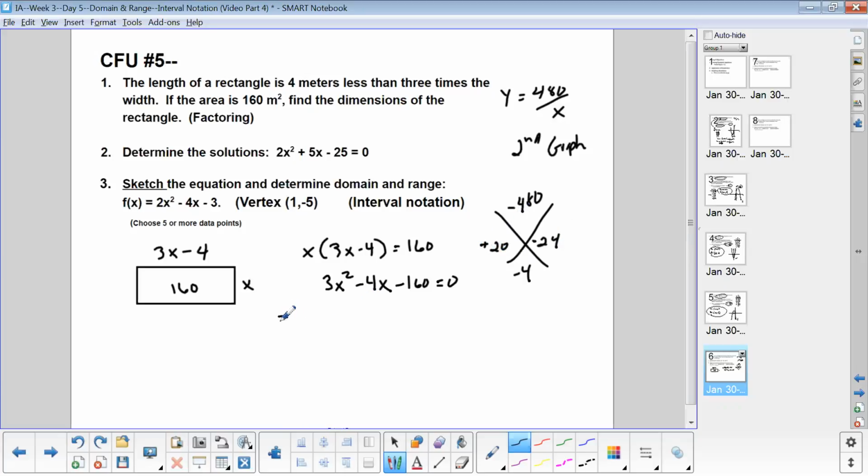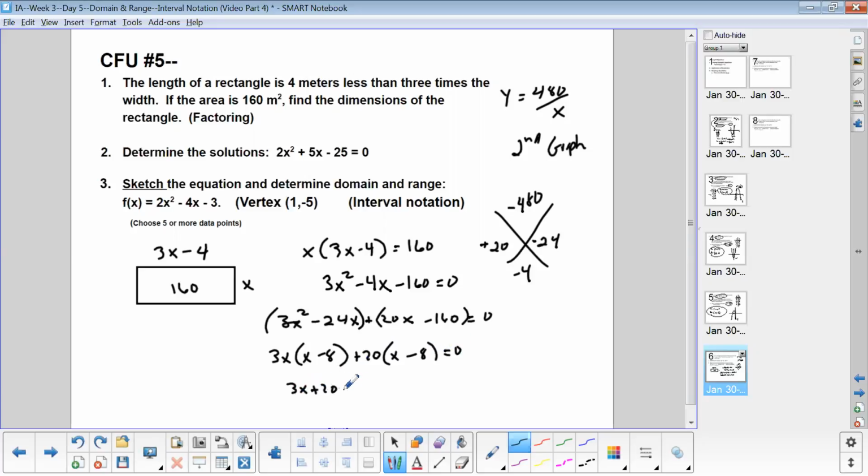So a is not 1, so 3x squared minus 24x. Remember, the negative 24x is coming from here, plus the 20x, which is coming from here, minus 160. And now we're just going to group and find out what they have in common. So this looks like it would be 3x, so that would be x minus 8. And 20 and 160 looks like it would be 20. So that would be x minus 8. So you have 3x plus 20 equals 0, and x minus 8 equals 0.